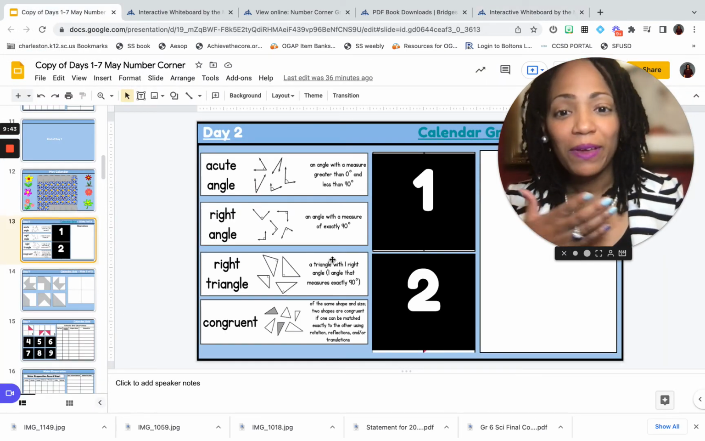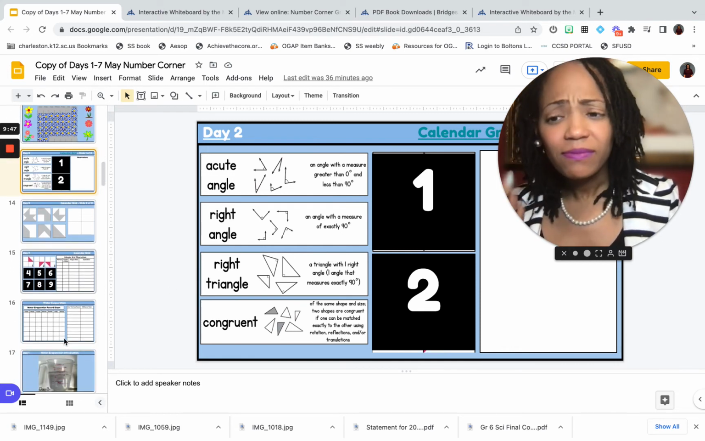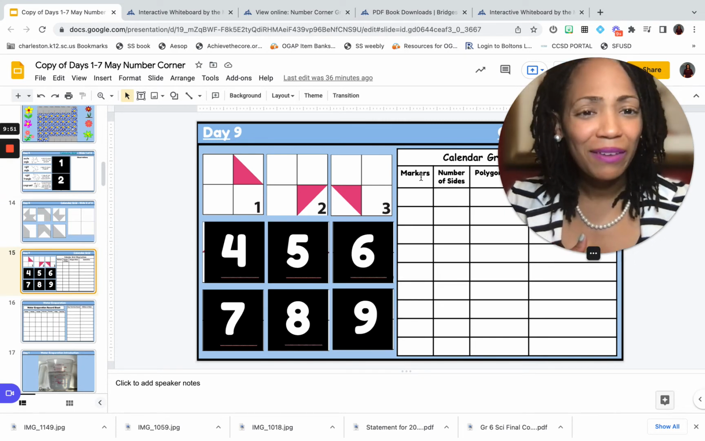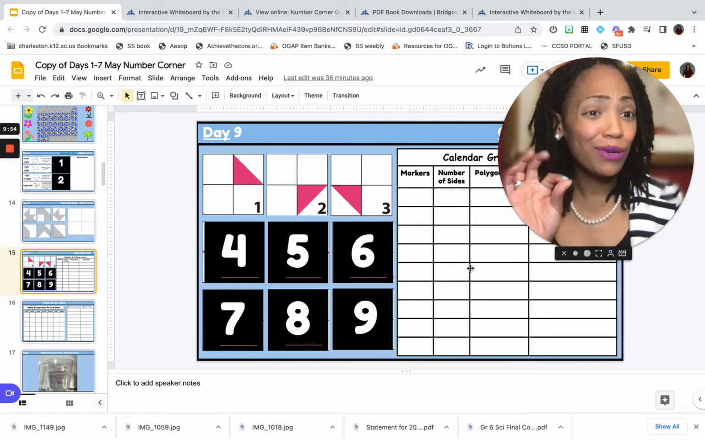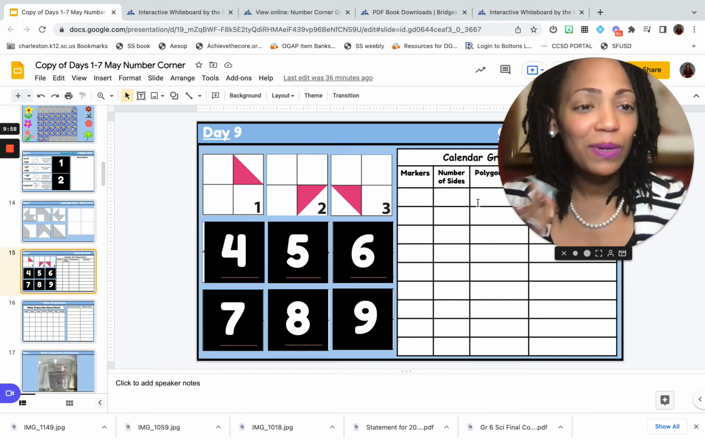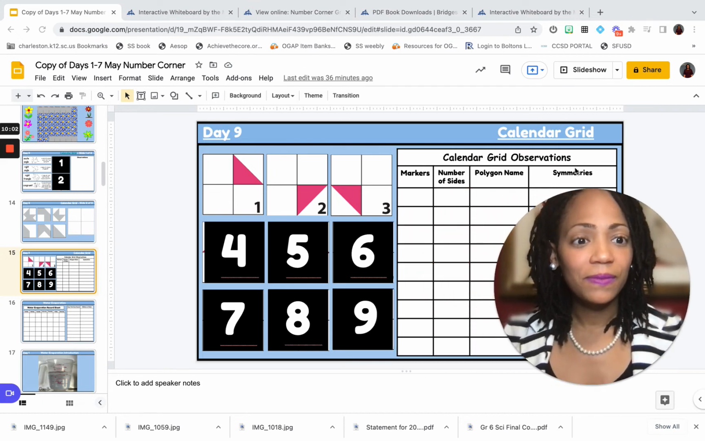So, we made some observations. We've used some of our vocabulary terms. I've shown you what days 1, 2, and 3 look like, and we're not going to fill out our calendar grid recording sheet just yet, but that is here, and we could because we know what it's called.